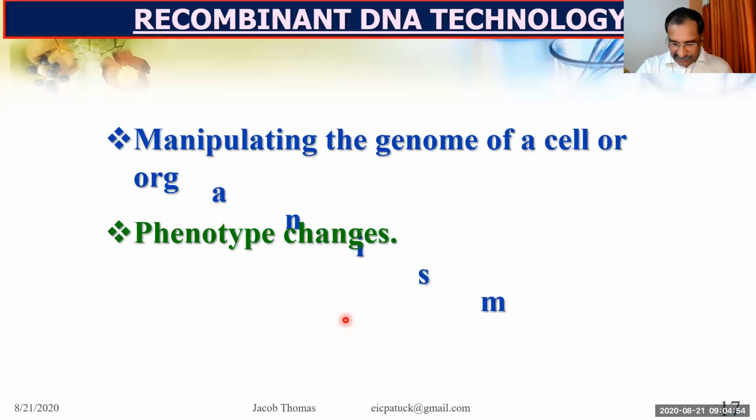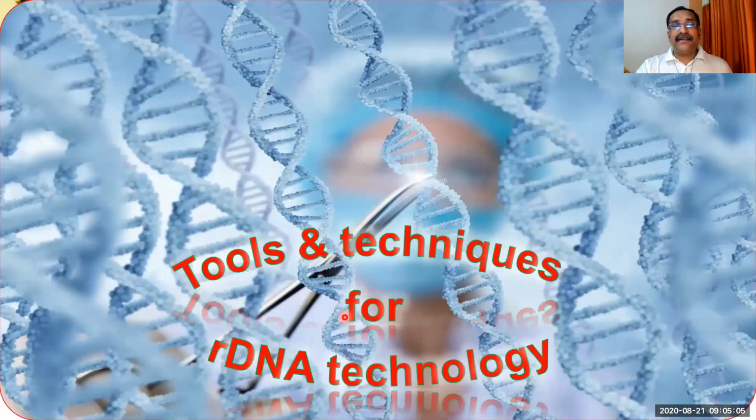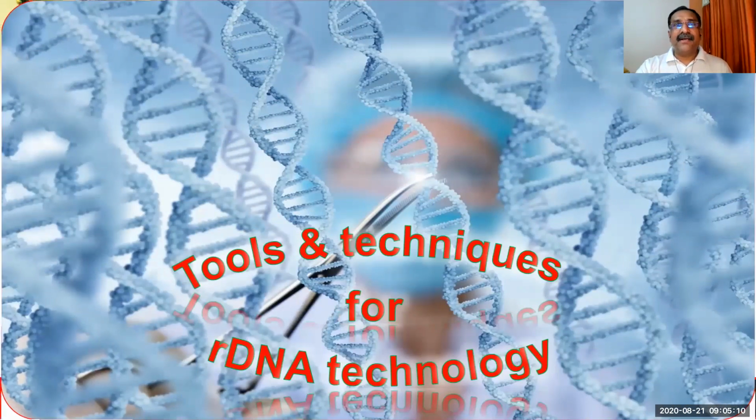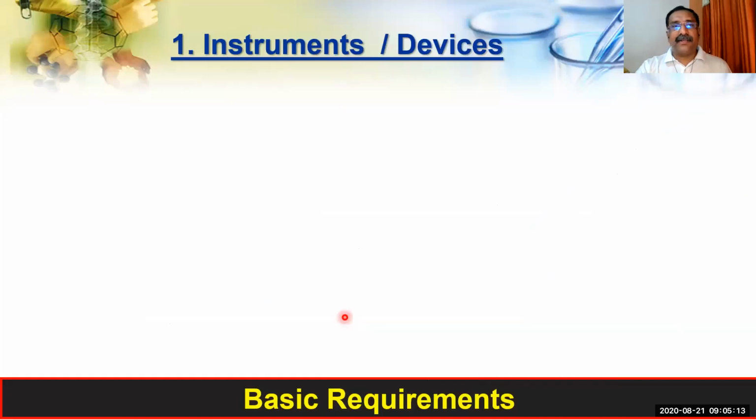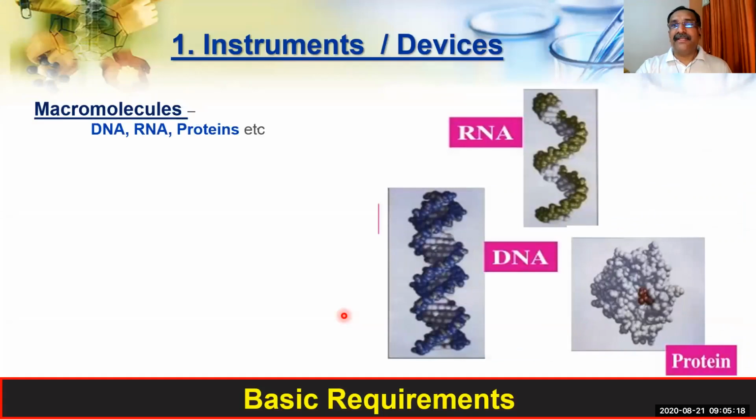And what is recombinant DNA technology? In a simple sense, we have seen what it is. That is called the manipulation of the genes. After that, we started tools and techniques. Under tools and techniques, the basic requirements, we discussed before. Under basic requirements, we have seen many things. First of all, we have seen that we have to extract, to isolate the macromolecules. The basic macromolecules we have seen: DNA, RNA, and proteins.